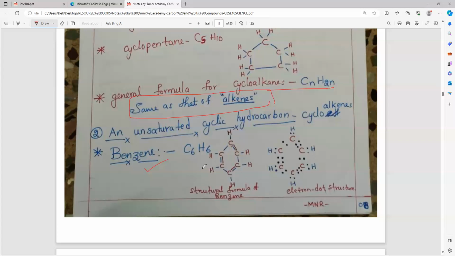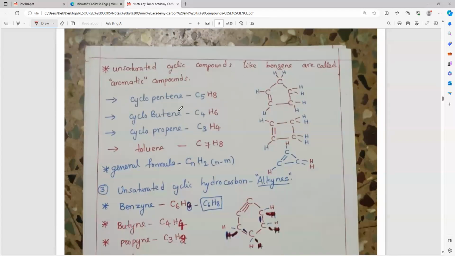Next, benzene. Next, cyclopentane, cyclobutane, cyclopropane, toluene. This is very important. Why? Anybody can tell? What is toluene? Toluene means cycloheptane-based, C7. Cycloheptene, that is C7H8.